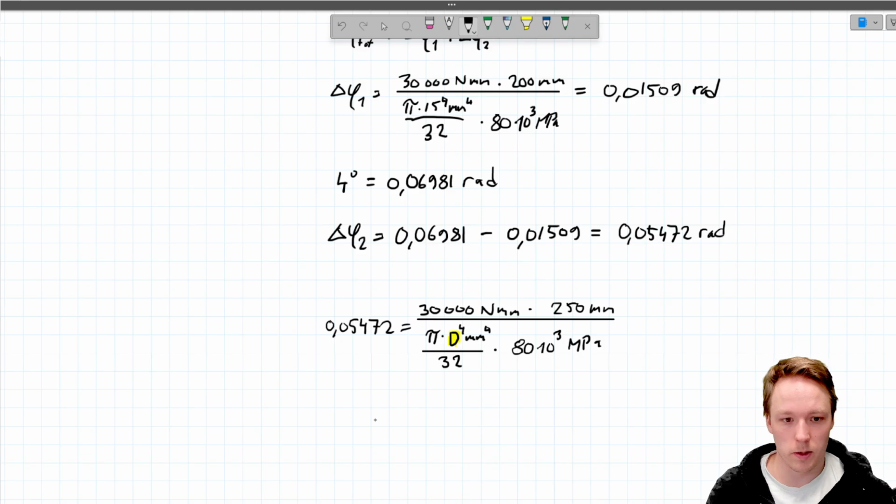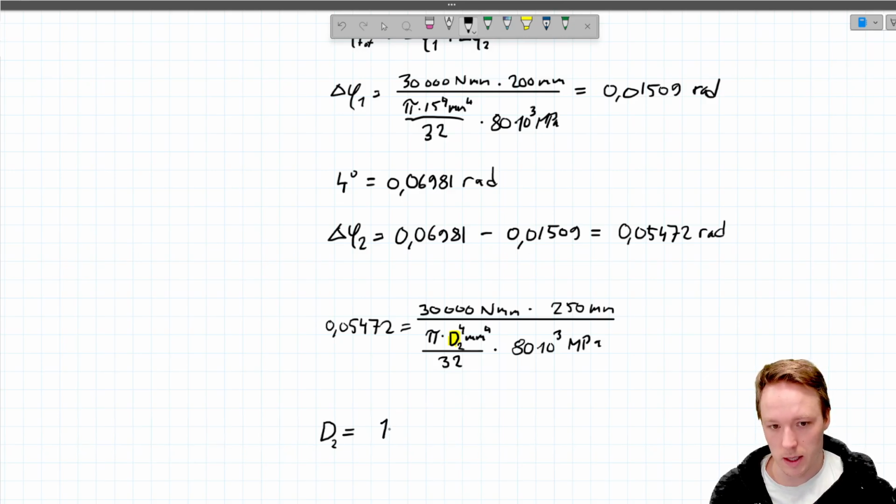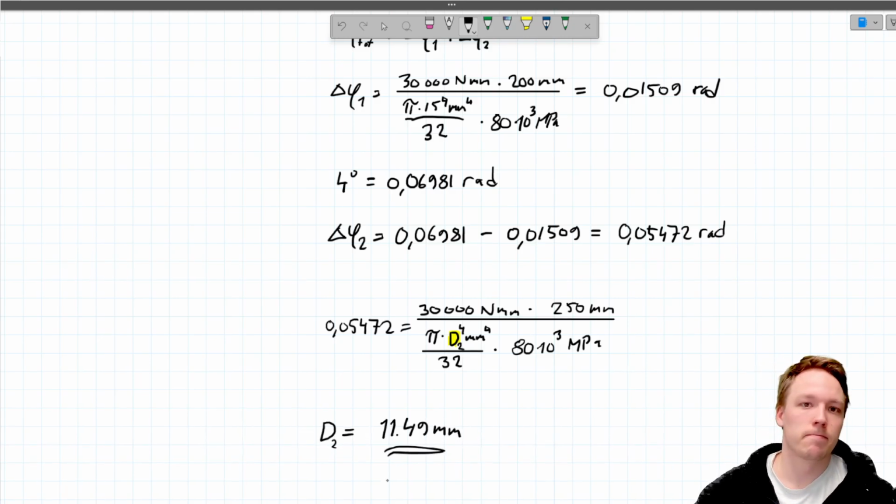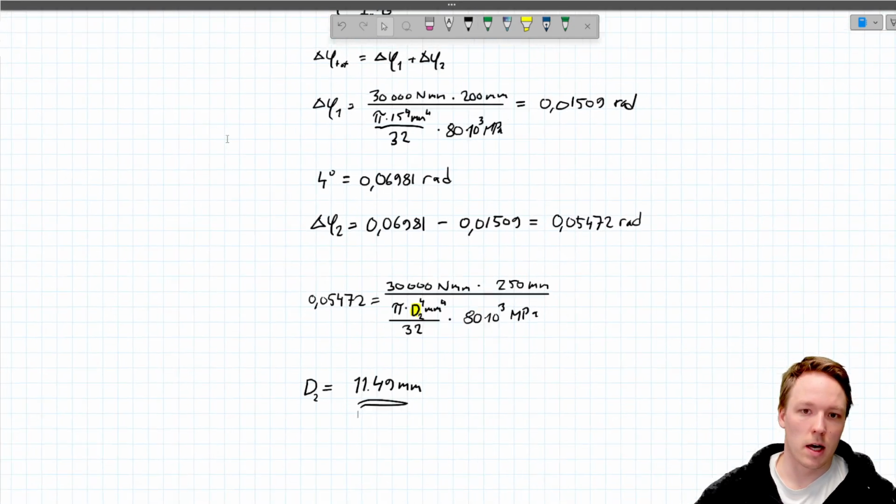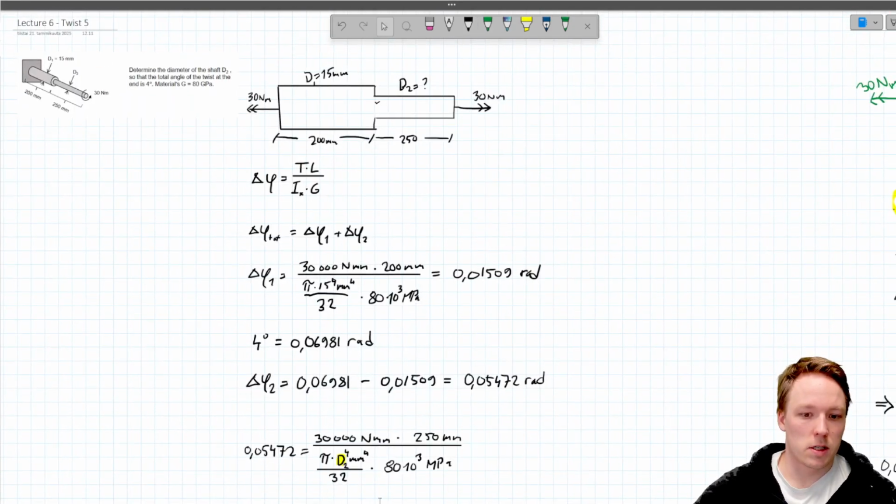So when we do that, we get the value for d, or d2 actually. The value for d2 has to be 11.49 millimeters. So that's how you can calculate tasks like this.